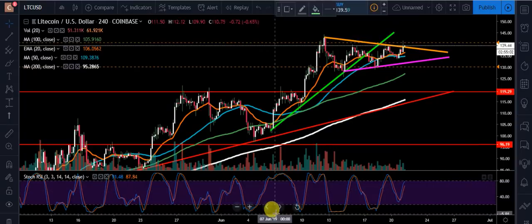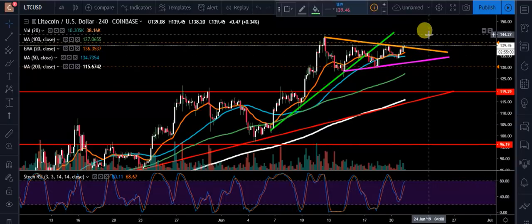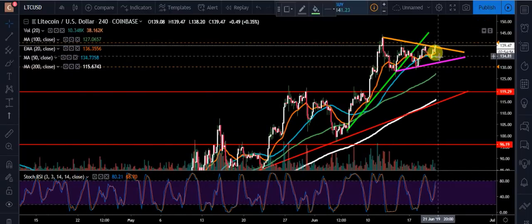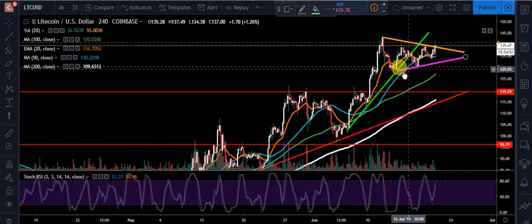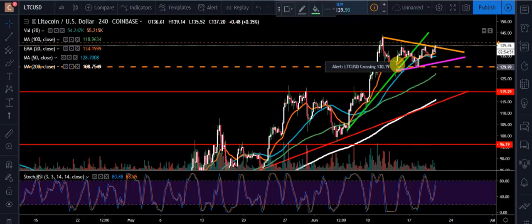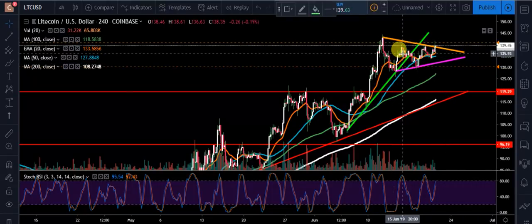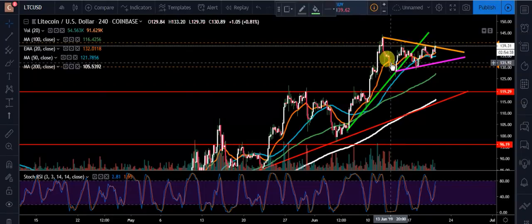If we do break out of this, my target would be up here around that 145, then $150 to the upside, and then to the downside, my target would be to test this trend line down here, the bottom part of our symmetrical triangle there. Now, typically with symmetrical triangles, guys, they're a neutral pattern, but they'll break to the upside more often if you're in an uptrend, and they'll break to the downside more often if you're in a downtrend. So we do want to pay attention to that.